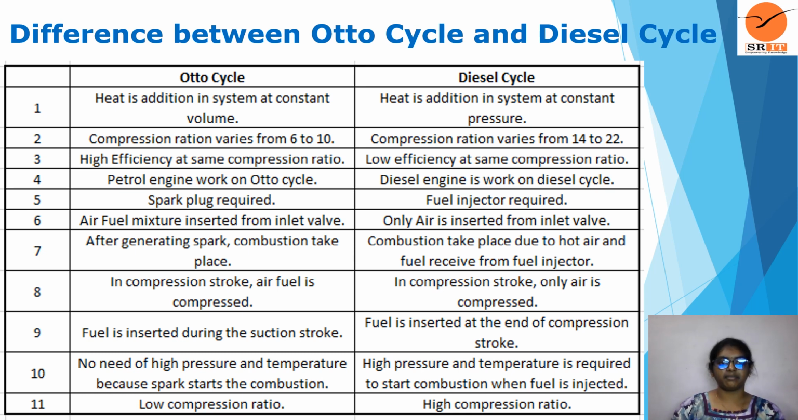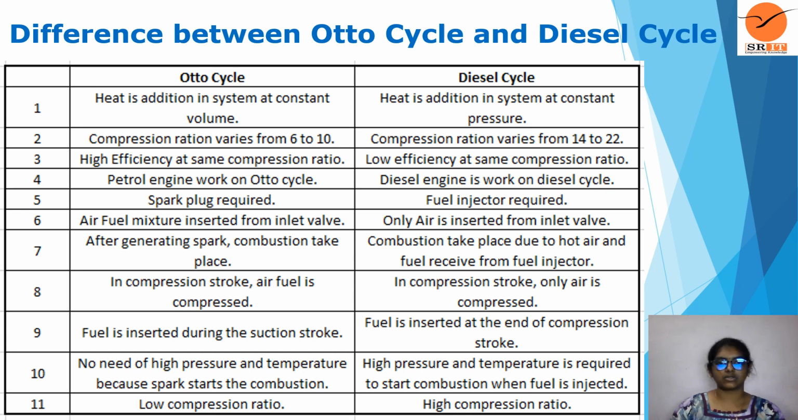In Otto cycle, petrol engine works on Otto cycle. Diesel engine works on diesel cycle. In Otto cycle, spark plug required, whereas in diesel cycle, fuel injector required. In Otto cycle, air fuel mixture is inserted from the inlet valve, whereas in diesel cycle, only air is inserted from the inlet valve. In Otto cycle, after generating spark, combustion takes place, whereas in diesel cycle, combustion takes place due to hot air and fuel received from the fuel injector.